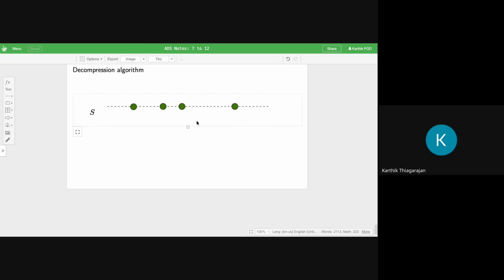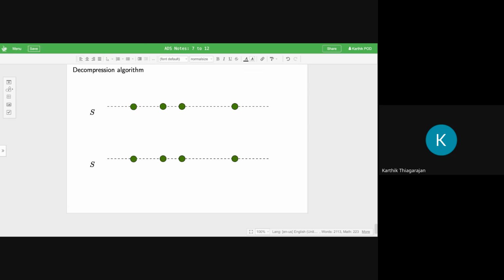Okay, so what are we saying? I have S with me. I am going to pass this through a compression algorithm. What is that compression algorithm going to do? It's going to throw away the middle 2 points, and it's going to return this set of points as T. So compression will return T.